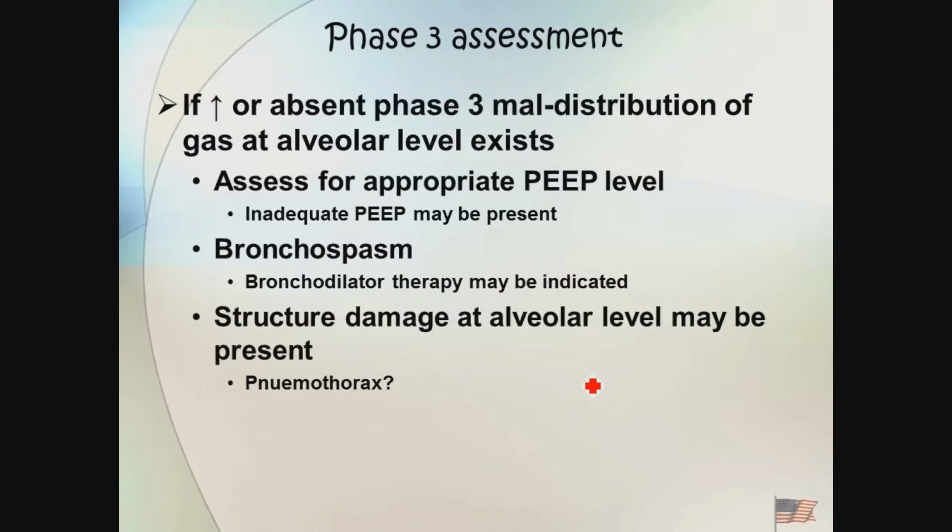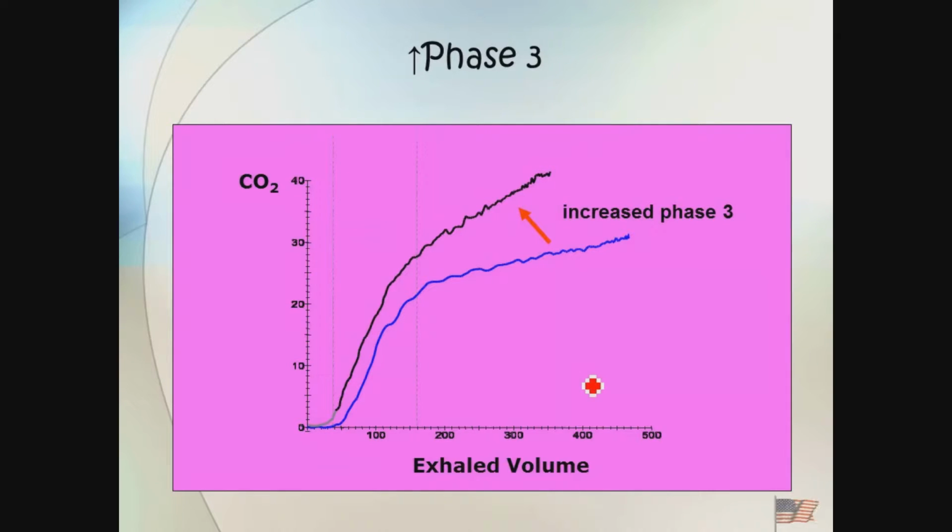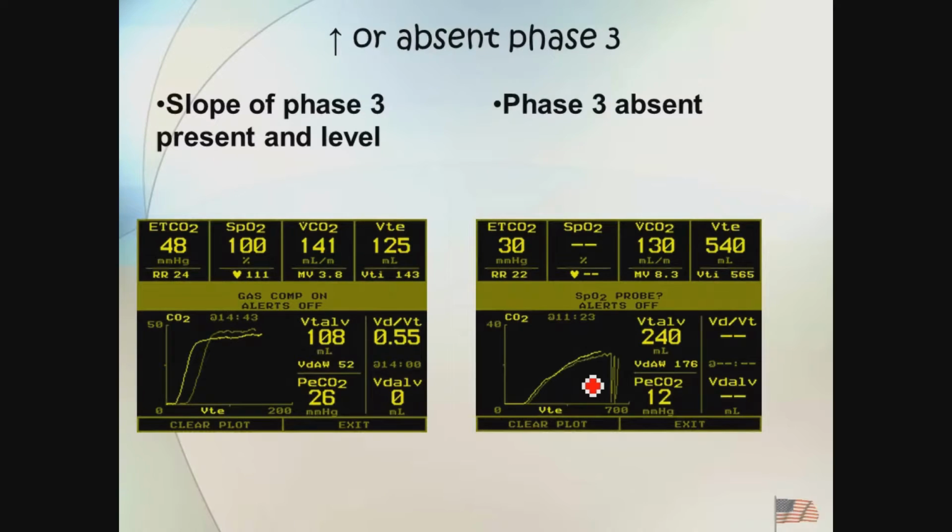Or is it something where you end up having something like a pneumothorax where I don't have any ventilation at all? And there you can see the steepness of the black line showing there's a change in the phase three slope, meaning that there's a maldistribution of emptying that is present. And on the one on the right, you can see there's virtually not even a phase three there.